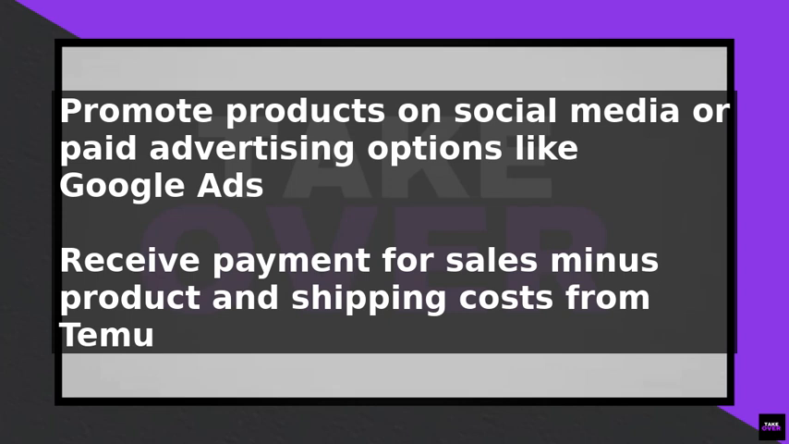Overall, starting a dropshipping business on Temu is easy and requires minimal upfront costs. By following these steps, you can start selling products on Temu and earning money from the comfort of your own home. Just remember to always follow Temu's policies and guidelines to ensure a successful and profitable business.